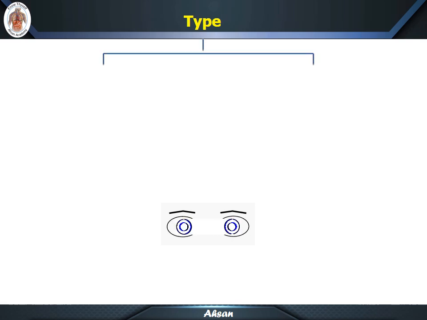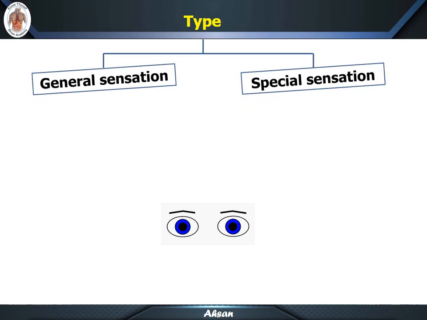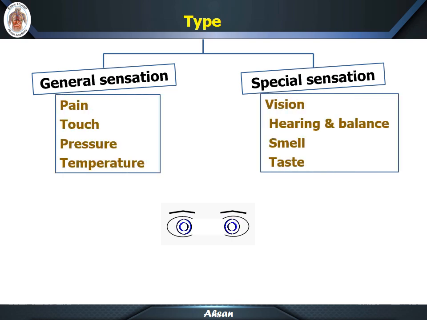So we can classify sensation into general sensation and special sensation. General sensations are pain, touch, pressure and temperature, and special sensations are vision, hearing and balance, smell, and taste.